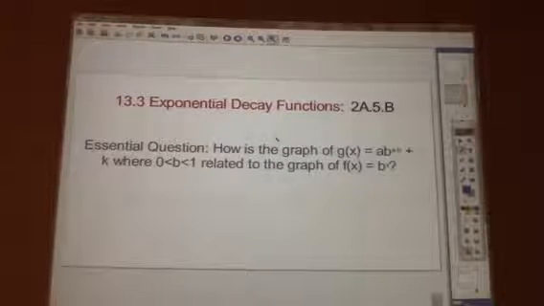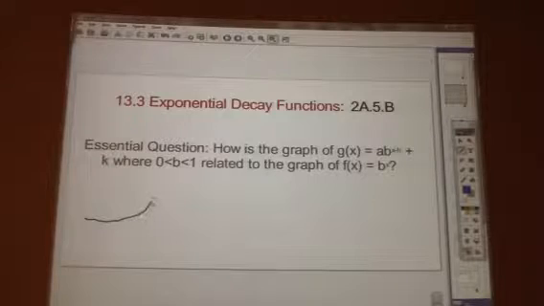Okay, 13.3 exponential decay functions. We are on page 733. On 13.2, we did exponential growth functions, which we found out all had a curve and grew exponentially really fast. So today's problems are all going to decay really fast. They're going to look something like that. They're going to curve downward.